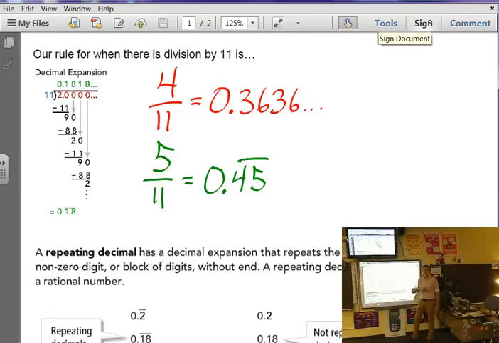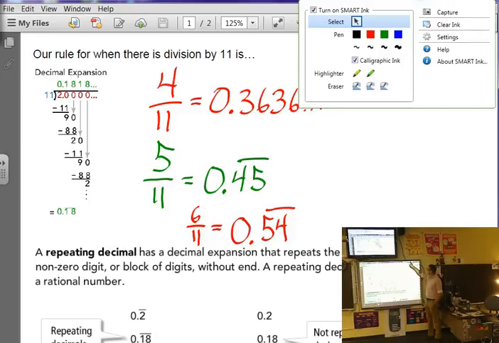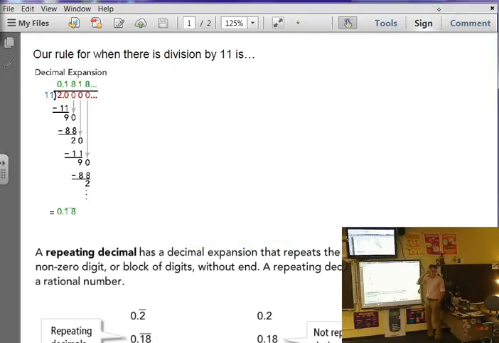But if it repeats multiple digits, if you're going to use the bar, it's got to be over both digits that repeat. What about 6/11ths? Okay. 54. We don't have to do any division. This rule will always happen. What about 10/11ths? 90.